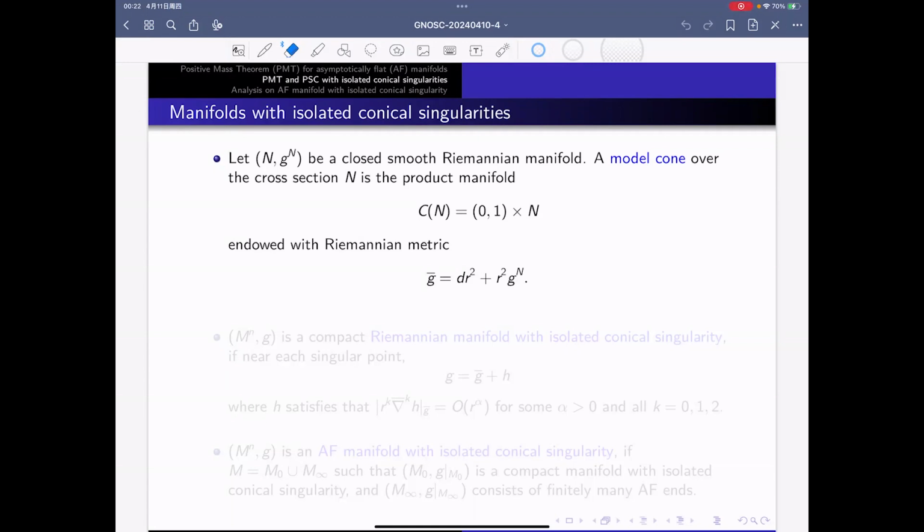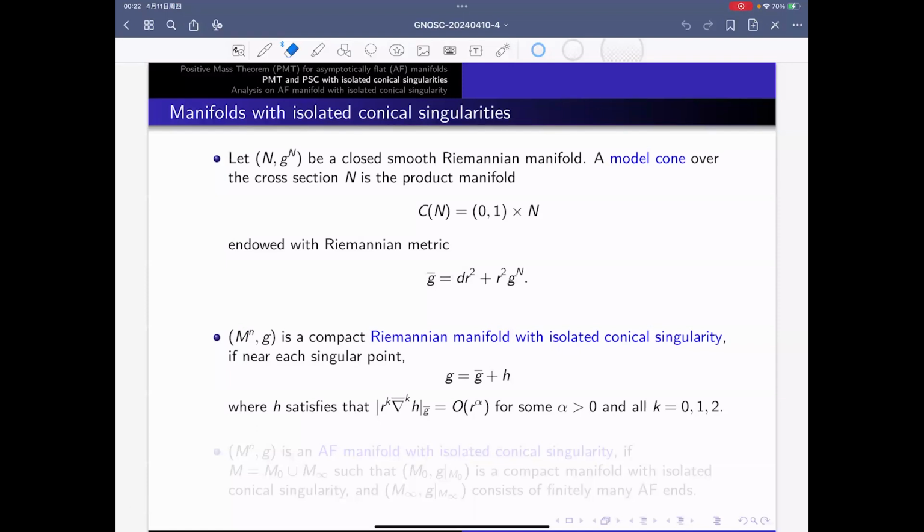When we say a Riemannian manifold with isolated conic singularities, we mean it's a singular manifold, and its singular set consists of finitely many points, and near each singular point, the Riemannian metric g is asymptotic to the model cone metric, that is, the cone metric plus some perturbation term h, and we have some decay control for this perturbation term h.